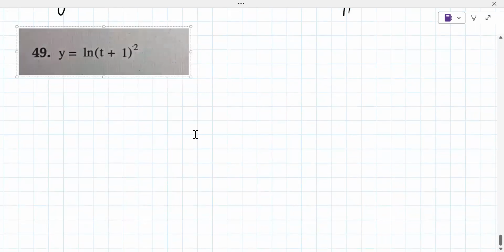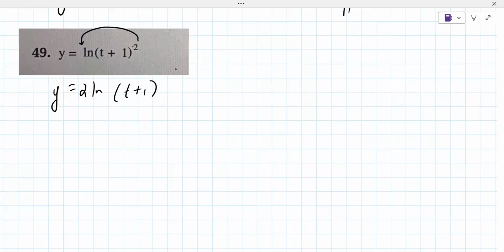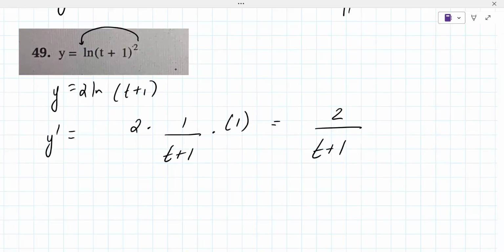All right, so this one is a lot like 43. Actually, let me do this one real quick. So what you could do is bring that 2 out in front. And then the derivative is 2 times 1 over t plus 1. Derivative of t plus 1 is 1. Then it ends up just being 2 over t plus 1.